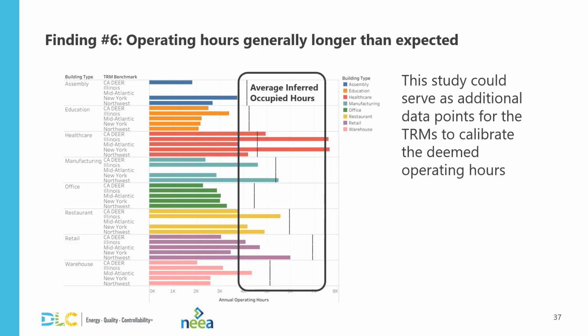Moving on to the final finding. The average inferred occupied hours for buildings in this study are substantially longer than the average deemed operating hours assumed by many utilities and efficiency programs throughout the US in their technical reference manuals, also known as TRMs. This large discrepancy between the inferred hours and deemed operating hours may result in lower overall savings for projects using deemed operating hours. This study and any future updates to the study could serve as additional data points for the TRMs to calibrate the deemed operating hours.